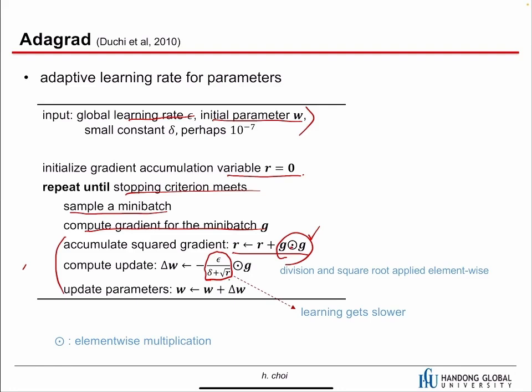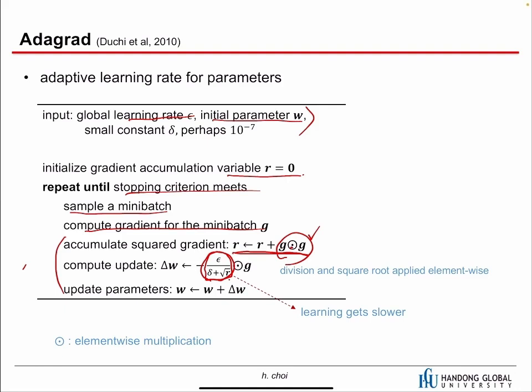Okay, so every time we increase r, when r is large, it means we have been updating a lot. Then, when r is large, the learning rate gets smaller. So gradually it gets smaller and the learning gets slower. Okay, so that's what we want.